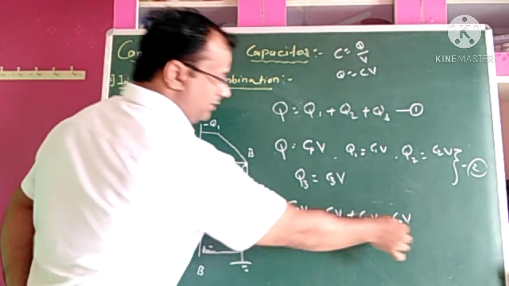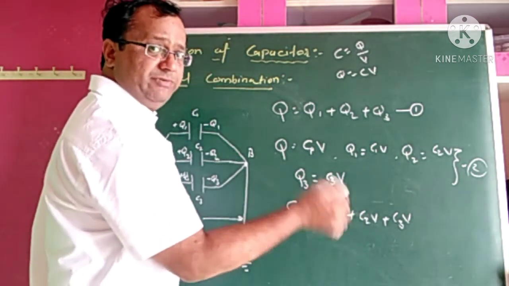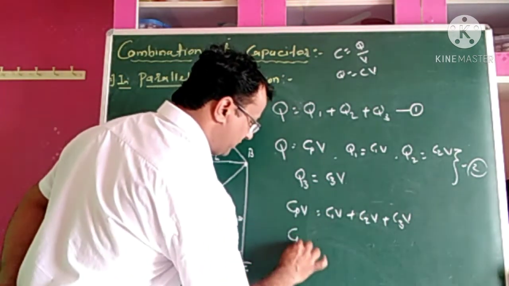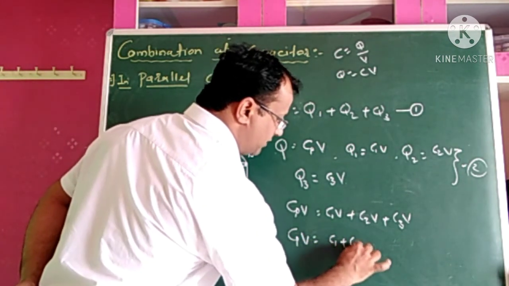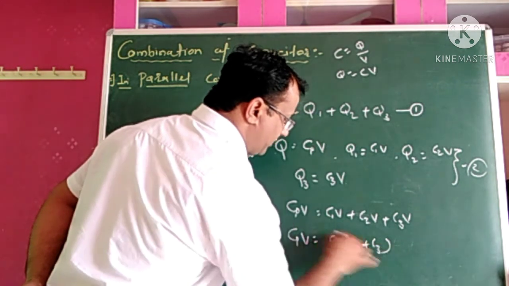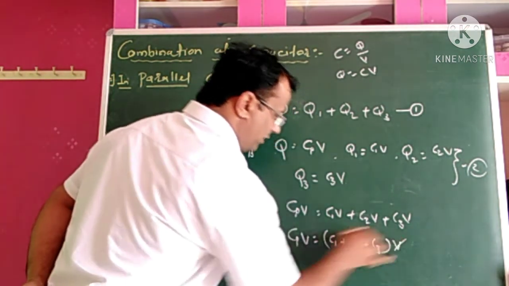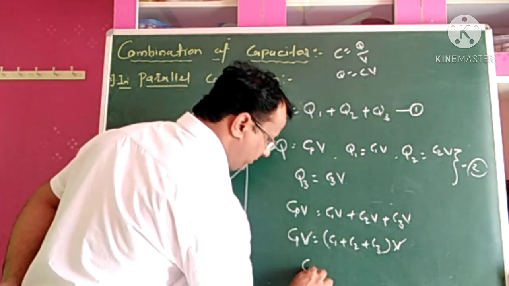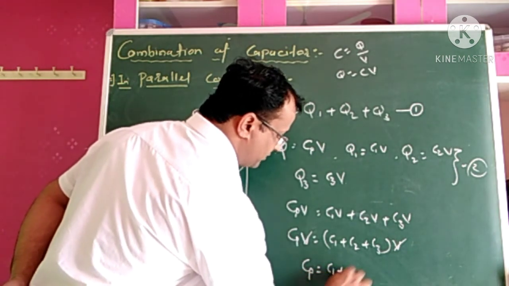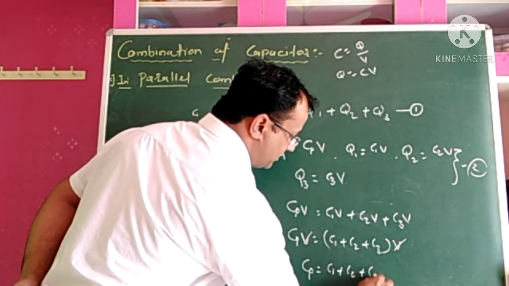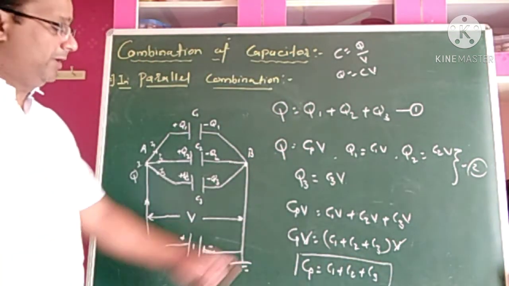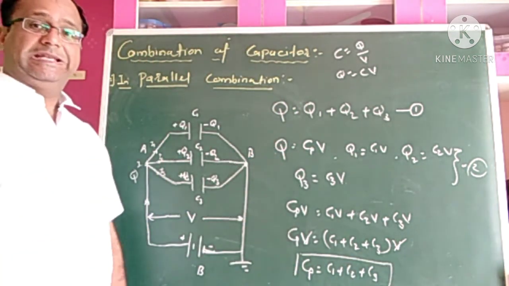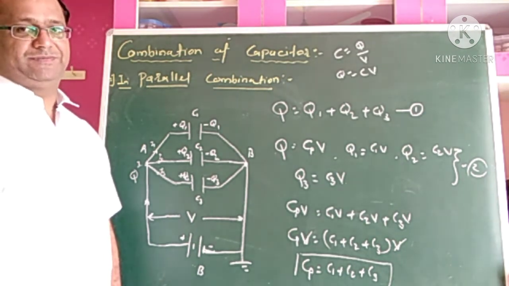Now from the RHS we take V common, so what do we get? CPV is equal to C1 plus C2 plus C3, into V. V and V get cancelled. So CP is equal to C1 plus C2 plus C3. Right? So this will be the equation of effective capacitance in parallel combination.